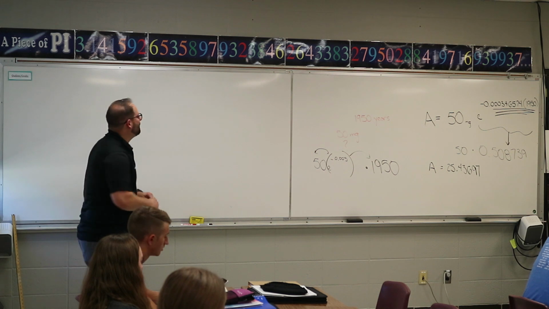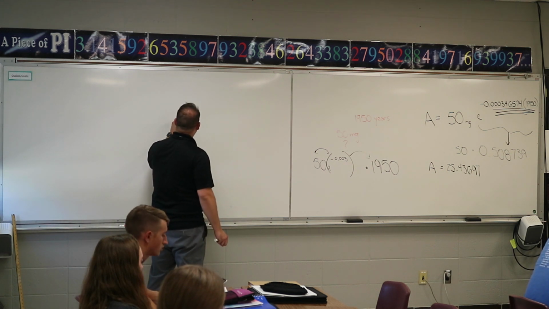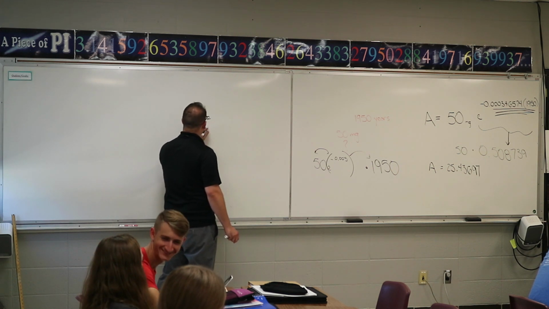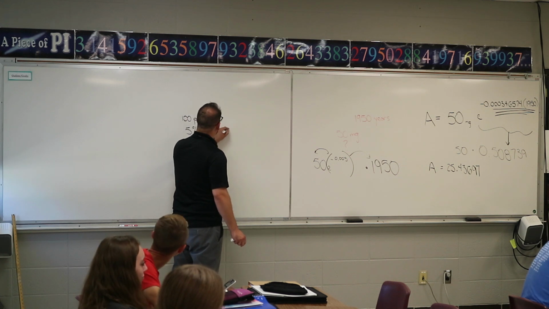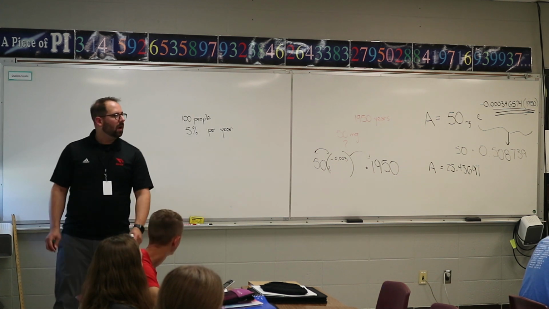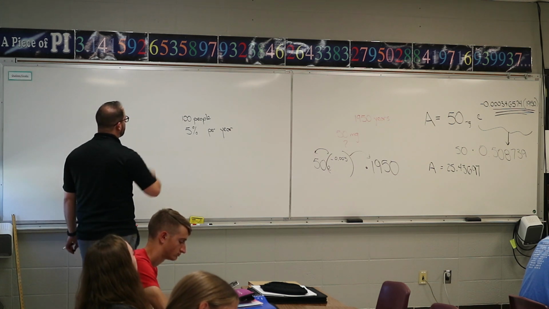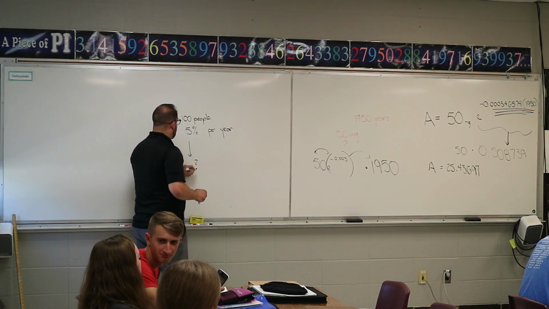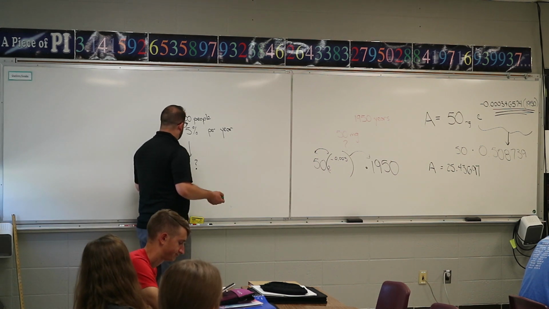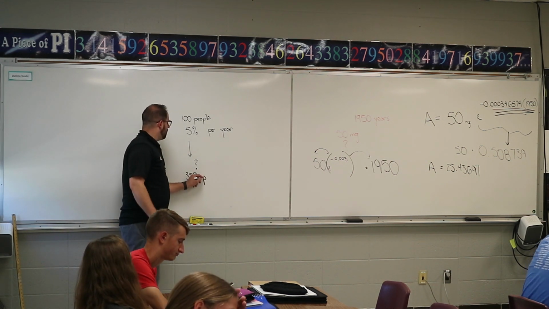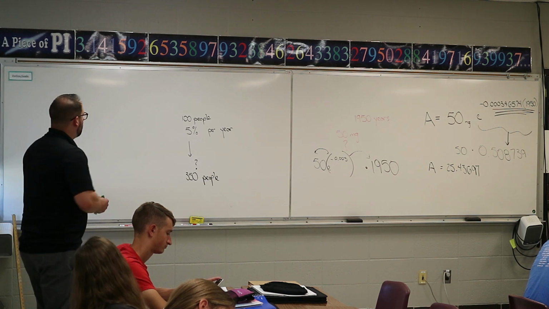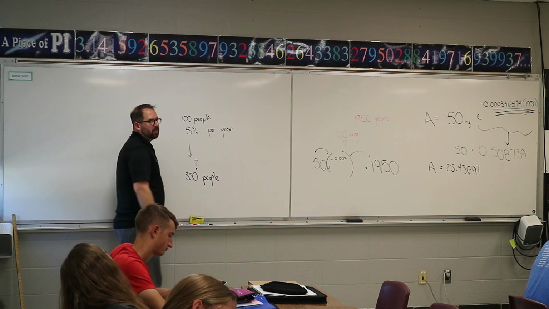All right, next part. Let's say that we had a population of 100 people, and the growth rate is 5% per year on this population, or whatever this element is. And the idea is that I want to know, in terms of years, how many years did it take for me to grow to 350 people? This is my last problem. It's 5% per year, 350 people.